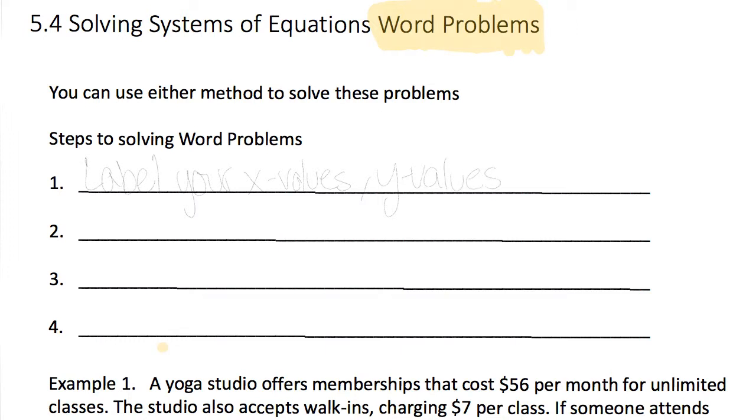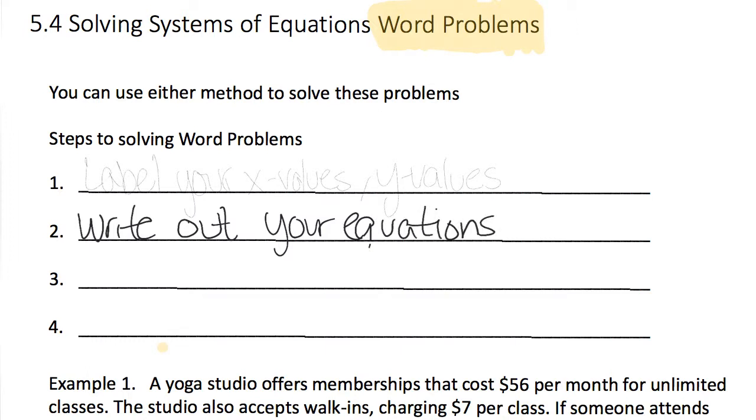The second thing you're going to want to do is to write out your equations. So the second step is to write out your equations. Okay, so we're going to say like 7x equals 100 or whatever, right? Our third step is to solve.